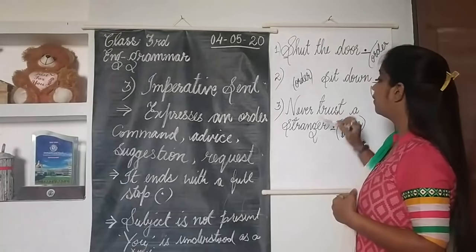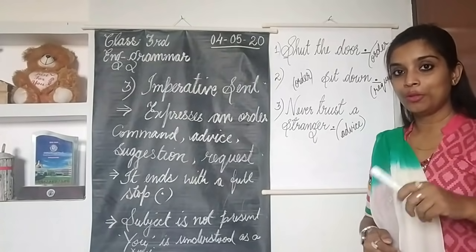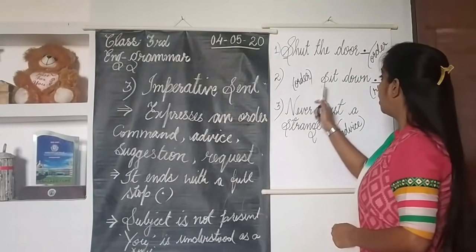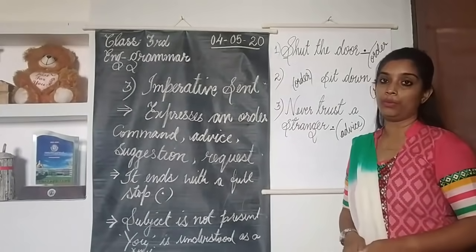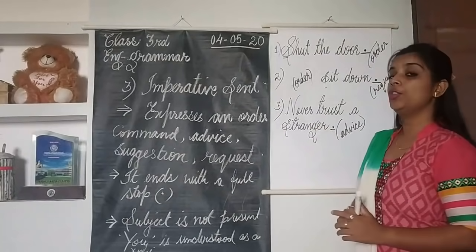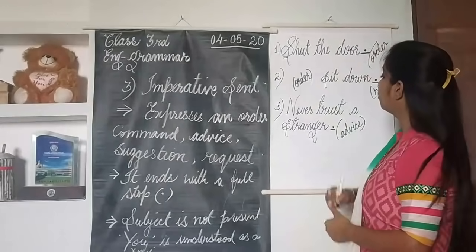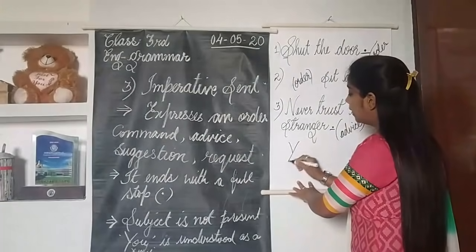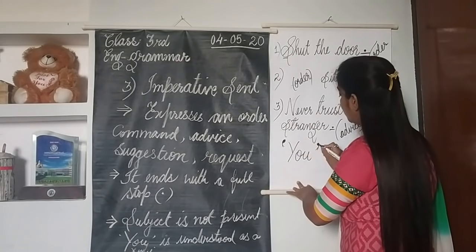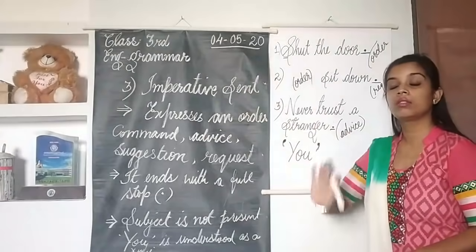Since the sentence is giving a command, an order, a request, or advice, to whom? To you. So the very first sentence, shut the door. If I say shut the door, it means you shut the door. Sit down. If I say sit down, it means you sit down. If I say please sit down, it means you please sit down. Never trust a stranger. If I'm giving advice to you, you never trust a stranger. Okay, children? So in imperative sentences, you is understood as the subject. So now I hope that the imperative sentence is also clear to you all.